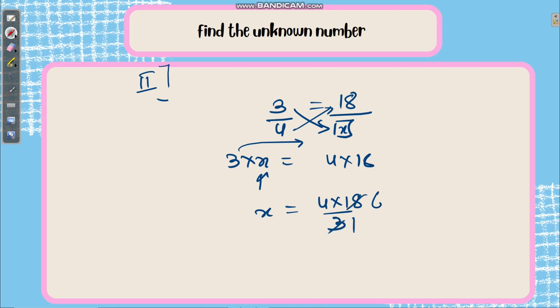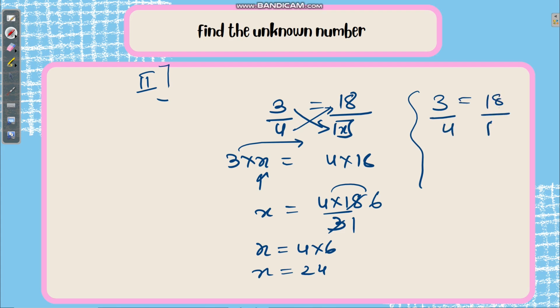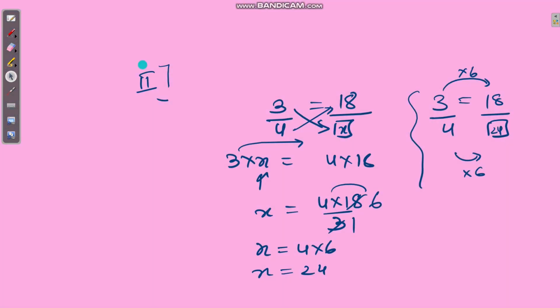3 ones are 3, 3 sixes are 18. What is remaining is 4 into 6, that is equal to 24. If you want to solve using the first method, you can do that: 3 into 6, similarly 4 into 6, so the answer is 24. Whichever method you use, you will get the number that is in the blank space.